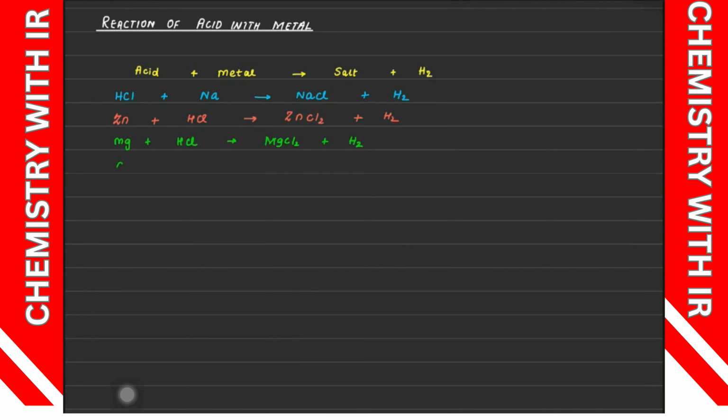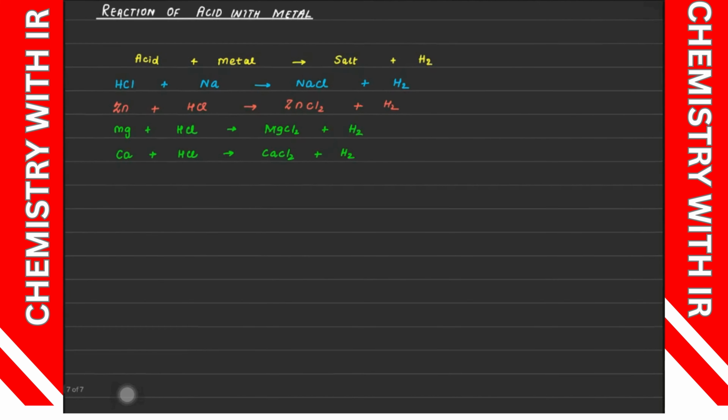Let's say we have calcium. It would also react with HCl. Since it's in group 2, it would form the same type of salt, calcium chloride, and hydrogen gas. It's quite simple. And also I have iron. It would react with HCl. It would produce iron chloride, FeCl2, plus hydrogen gas.